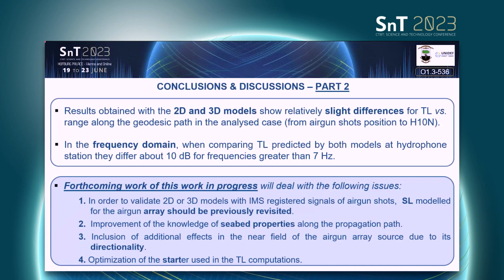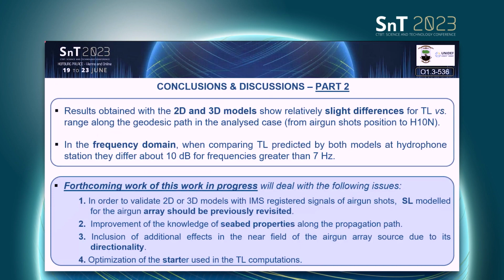Well, as conclusions, the results obtained with two-dimensional and three-dimensional models show relatively slight differences for transmission loss. However, in frequency domain, when comparing transmission loss predicted by both models at the hydrophone station, they differ by about 10 dB for frequencies greater than 7 Hz. And the forthcoming work in progress will deal with the following issues, especially in order to validate 2D or 3D models with IMS registered signal of Airgun shots.